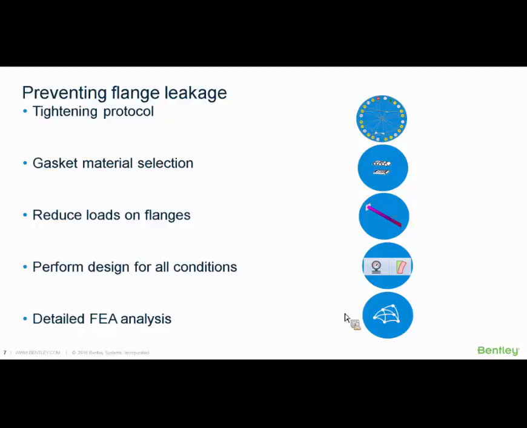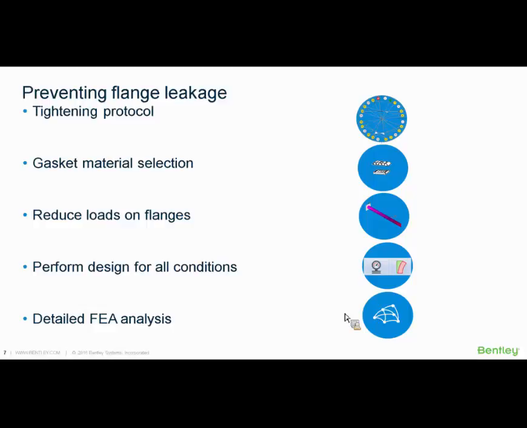So ASME PCC-1 is a good document which actually deals with some of those protocols as well, and how to document them. The gasket material selection is another way in which you should be careful when selecting the gasket material, so that it should not be chemically reactive to the medium that is flowing in the piping system. You can reduce loads on the flanges. Once the piping assembly is connected to the flanges, you can introduce expansion loops. You can introduce flexible joints so that your critical flanges do not experience excessive loads.